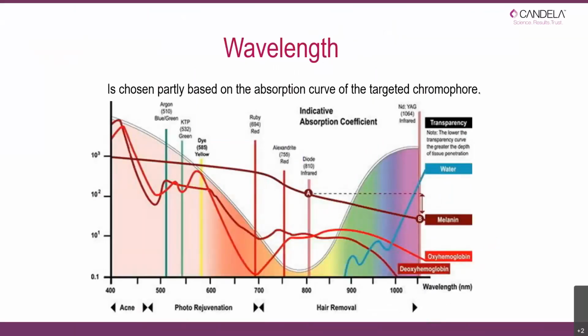Here we have the chart you saw earlier on in the presentation. What we're looking at here is choosing a particular wavelength that has an absorption into whatever our chromophore is. And this is why we're not able to use a single wavelength to treat everything. We pick the optimum wavelength to treat a particular chromophore or color.